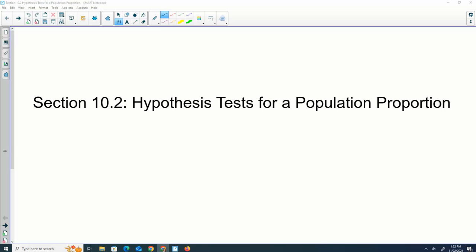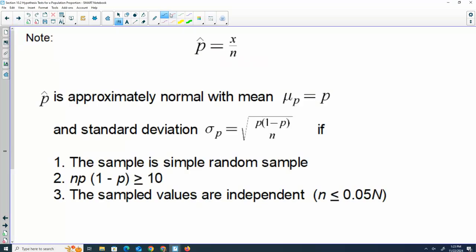All right. So today we are going to start our hypothesis testing. And we are doing it for the population proportion, the p-hat. So things that we already know about p-hat. P-hat is x over n. We know our criteria, there's technically 3, but we really only verified 2 of them, that n times p times 1 minus p is bigger than 10.